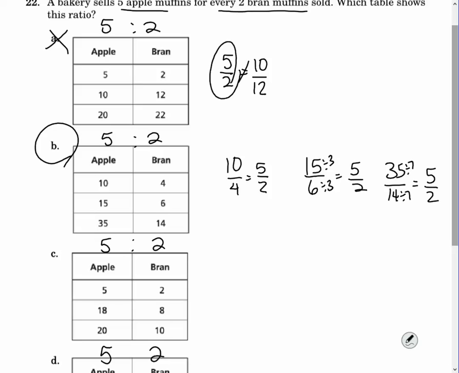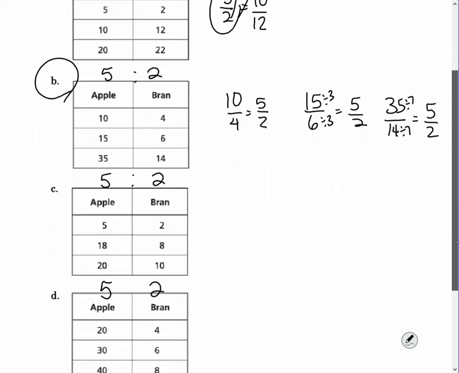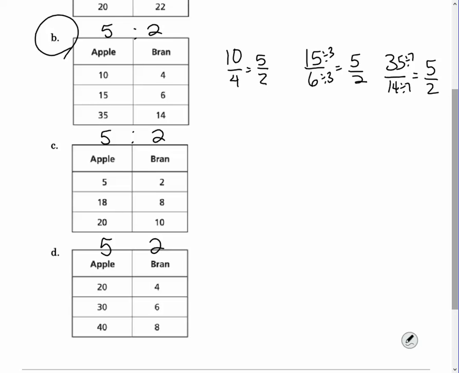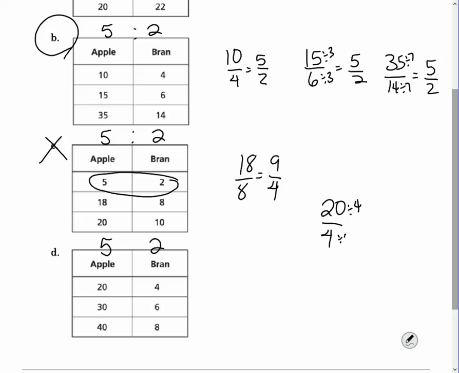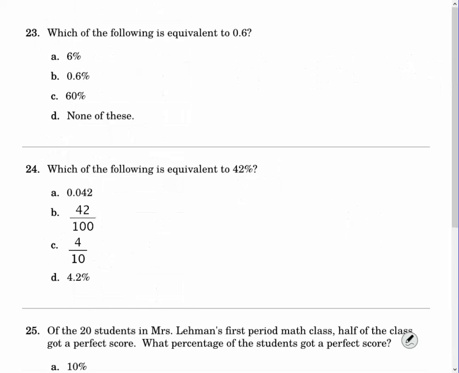A lot of people got trapped in choice C because they see this and they're like, oh, look, there's the answer. Well, if you take 18 over 8 and you simplify that, you're going to get 9 over 4. That is not 5 to 2, so it can't be that one. 20 to 4, you're going to divide them each by 4. You're going to get 5 to 1 on that one. So that's not going to work either. So you want choice B.